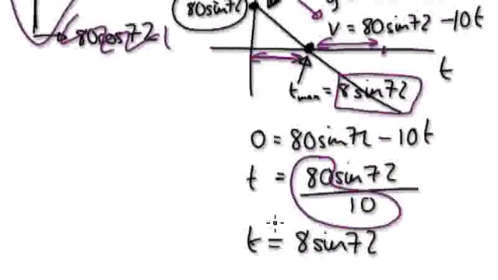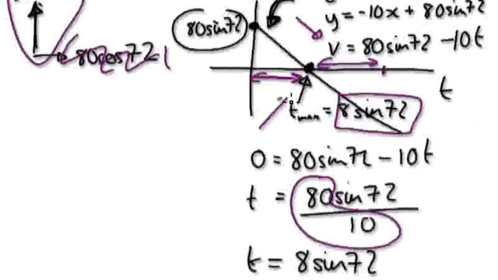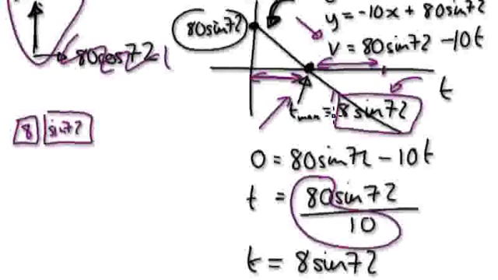Okay, so look at this here. This is t max here. So at the moment t max is 8 times sine 72. Remember, sine 72 is just a number. So this thing here at the moment is really just 8 times this number. Now when you come to times 2, because you're trying to find out the whole total flight time, you're just basically timesing 2.